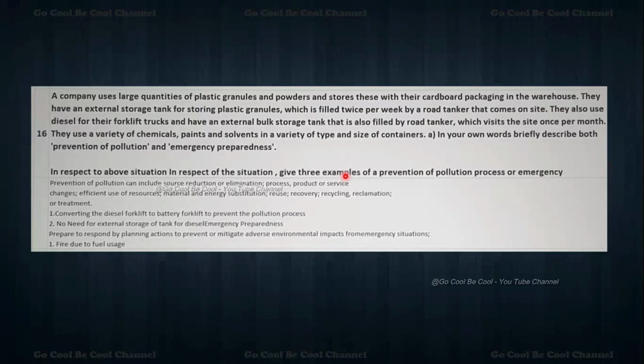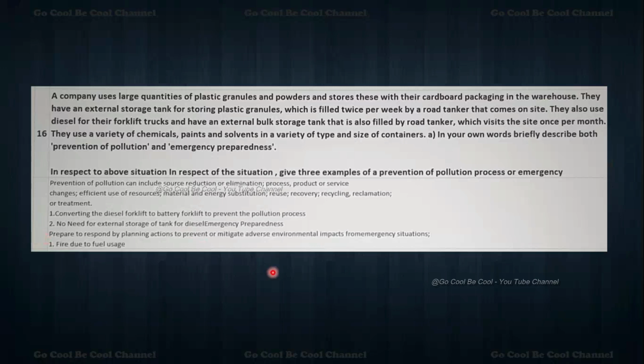Two areas we need to address, my dear friends: prevention of pollution and emergency preparedness. Prevention of pollution can include source reduction or elimination, process, product, service changes, efficient use of materials, storage, conditions, reuse, recovery, recycling. This can even be converting the diesel forklift to a battery forklift to prevent the pollution process, so there is no need for external storage for diesel tanks. And then prepare to respond by planning actions to prevent or mitigate adverse environmental impacts from emergency situations such as fire, due to fuel usage.